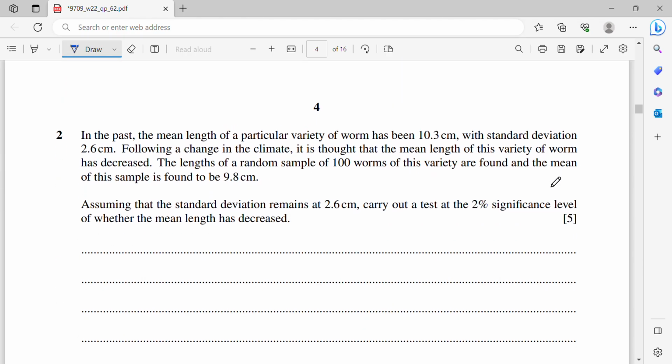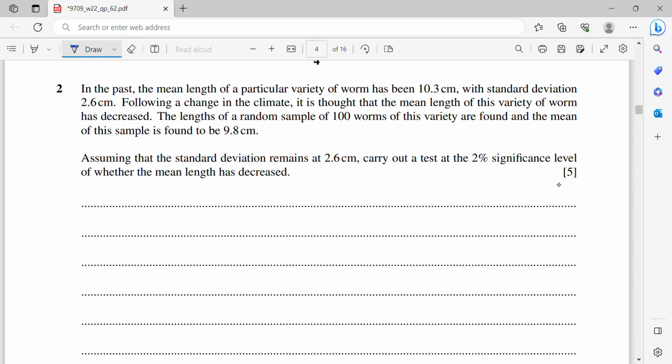Okay, now question 2. In the past, the mean length of a particular variety of worm has been 10.3 centimeters with standard deviation 2.6 centimeters. Following a change in the climate, it is thought that the mean length of this variety of worm has decreased. Right. So now a random sample of 100 worms of this variety is found, and the mean of this sample is going to be 9.8 centimeters.